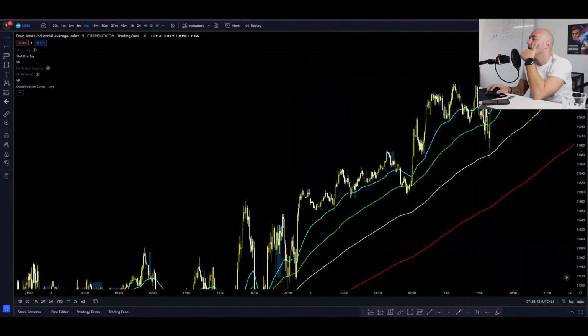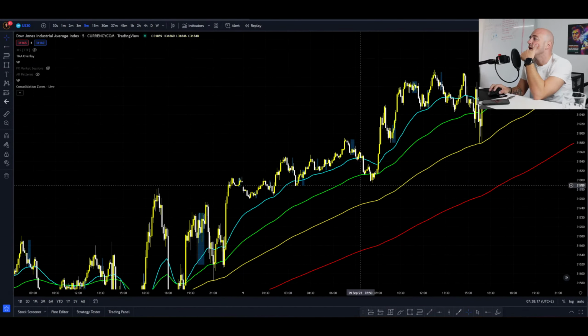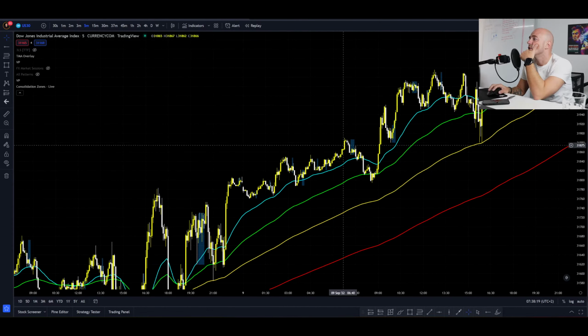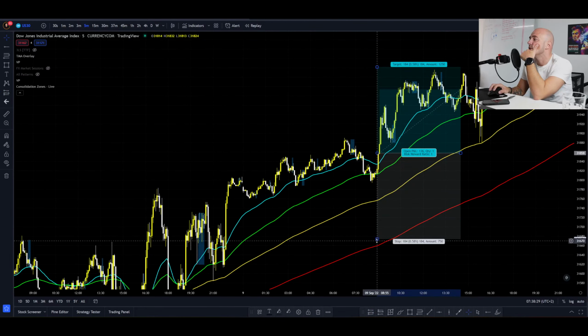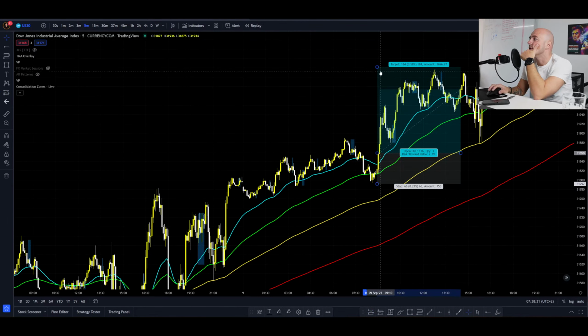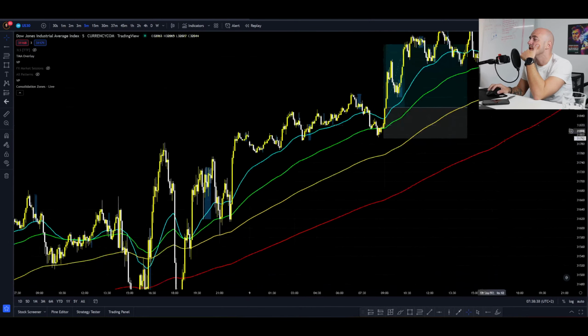And we get a rejection like this, right? Nice big fat juicy candles. So let's just say that this was your entry, okay? And that was your stop loss, and you're looking for a 1 to 2. Currently this is a phantom trade because you haven't placed it yet.